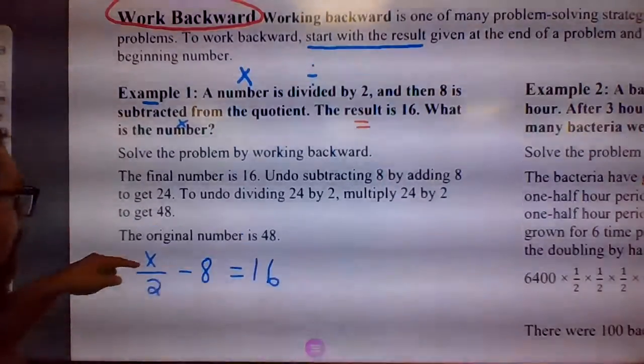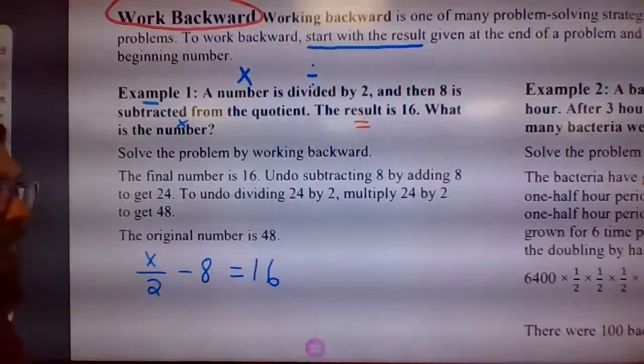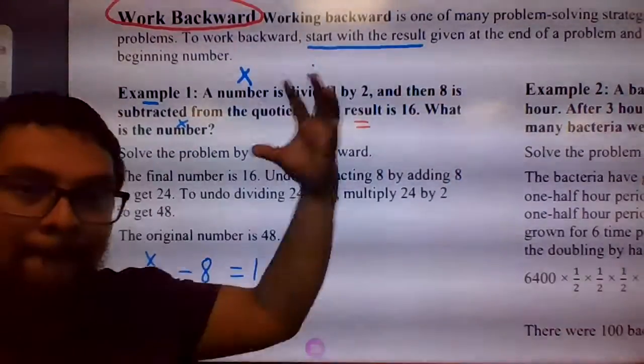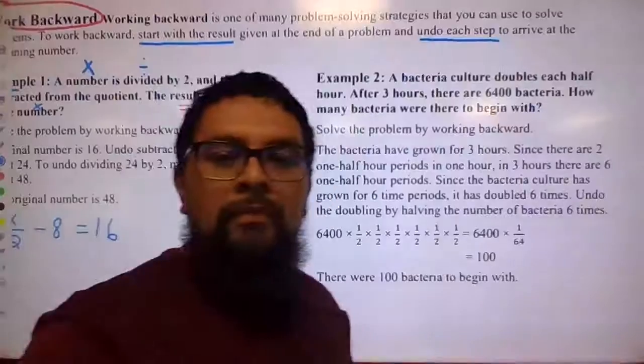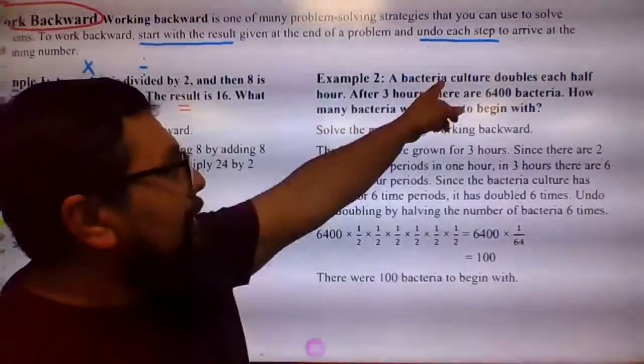So if this is 48, what's 48 divided by 2? 48 divided by 2 is 24, yes? Subtract 8, 16. Mind blown. We're done with example 1. All right, let's go on to example 2. So go ahead and read example 2.